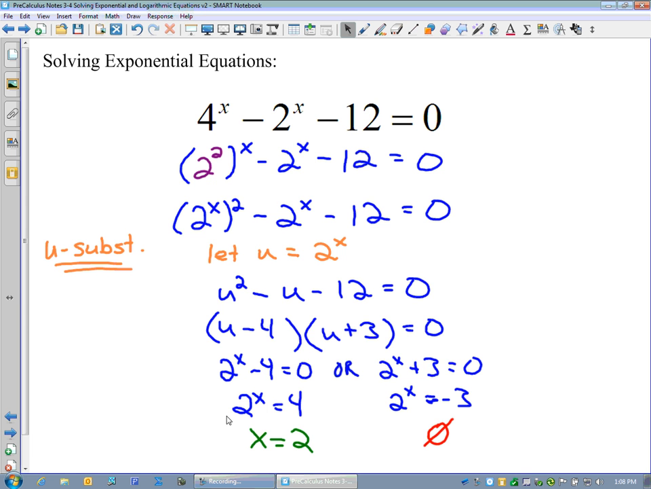So therefore, our only answer would be x equals 2. That is our solution set. And if you check it in the original equation, it does check out as well. All right, so that's called U substitution.